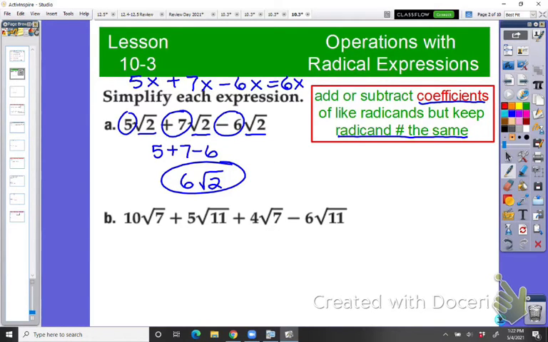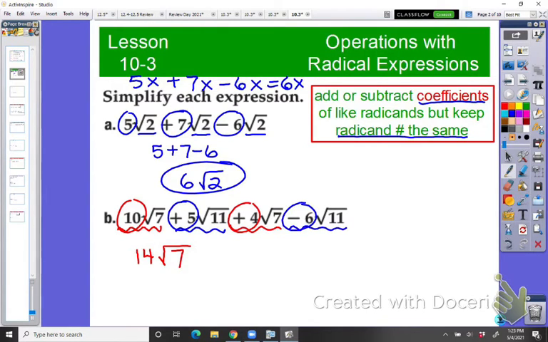The second one, I have root 7's and I have root 11's. So combine the root 7's together. 10 root 7's plus 4 root 7's gives you 14 root 7's. Again, the number underneath the radical, the 7, stays the same. We're just adding the 10 and the 4. If you look at the root 11's, you have 5 roots of 11 minus 6 roots of 11, which is negative 1. So you have minus 1 root of 11.